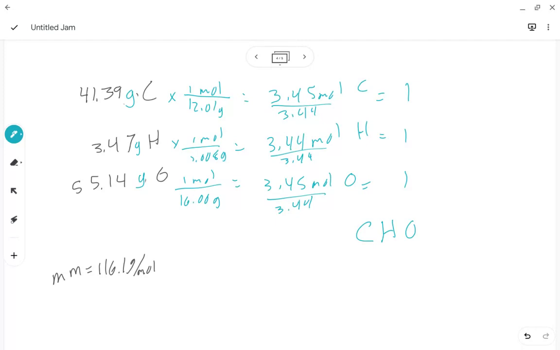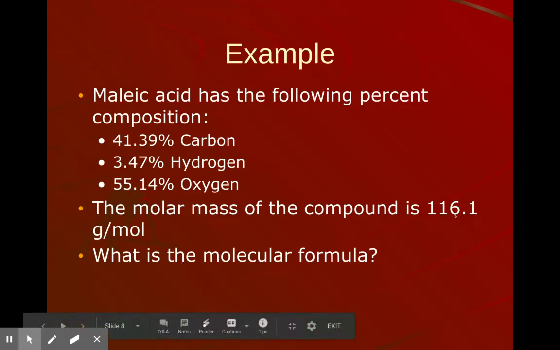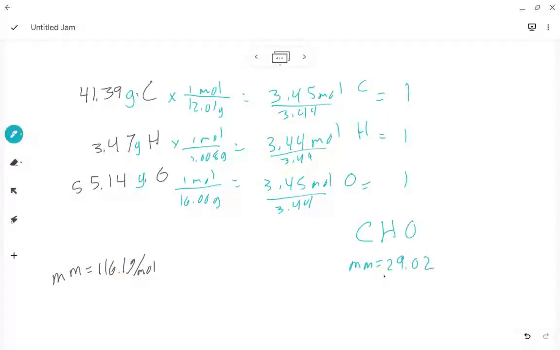Now, if we calculate the molar mass of CHO, it comes out to be 29.02, which is not the molar mass we were given in the problem, which is 116.1. So what we do is essentially this molar mass is some multiple of 29.02. So we take 116.1 divided by 29.02, and we get 4.